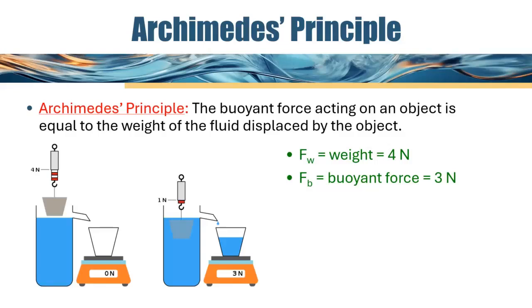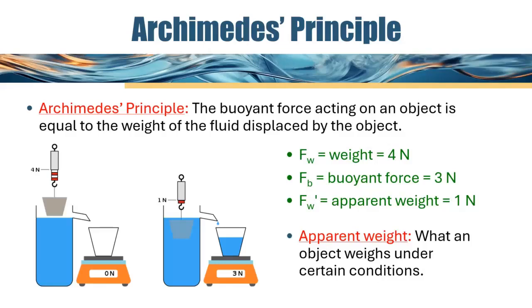And this is called the apparent weight, F_W, and then you put a little prime symbol there. F_W prime is the apparent weight. And the apparent weight is what an object weighs under certain conditions. I want to be really careful that I don't say that apparent weight is what something appears to weigh, because it truly does only weigh 1 newton when it's submerged.